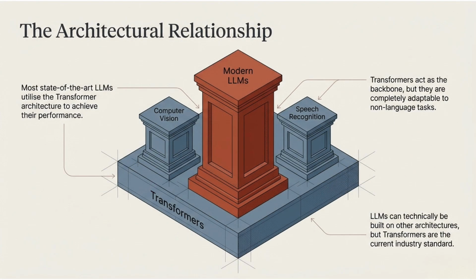Most modern large language models are built using the transformer architecture as their foundation. You can imagine the transformer as the base platform, while LLMs are the systems constructed on top of it. This architecture supports not only language tasks but also applications in computer vision and speech recognition. Although LLMs can technically be built using other architectures, transformers have become the industry standard because of their performance and scalability. This relationship explains why transformers play such a critical role in today's AI technologies.